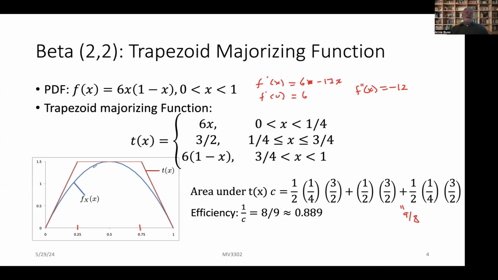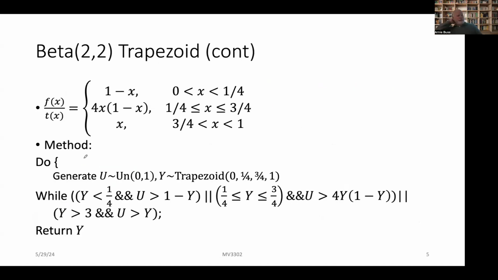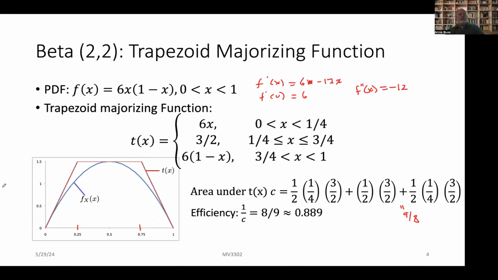And so by more closely matching the shape of the PDF, we're a lot more efficient. Except that now we have to do a little more work to generate our test random variables. The tricky part is that the ratio of the two now has three functional forms, because our majorizing function has three functional forms. And so we need to worry about that.